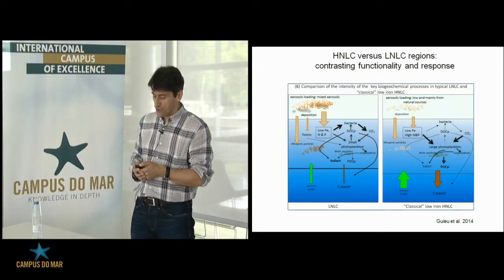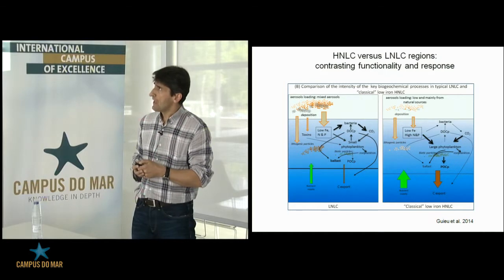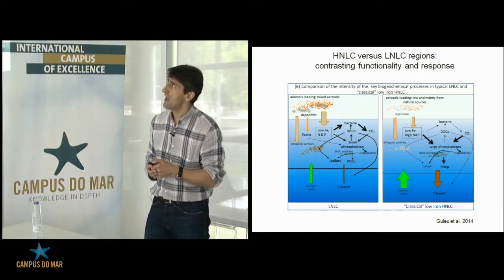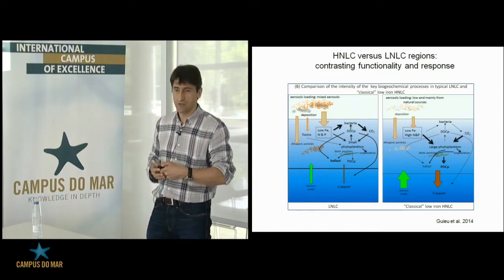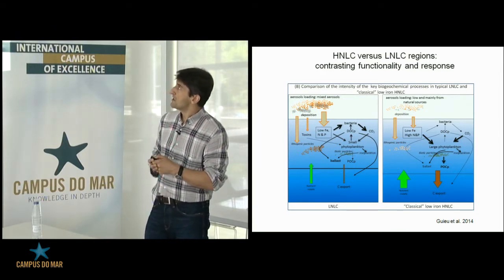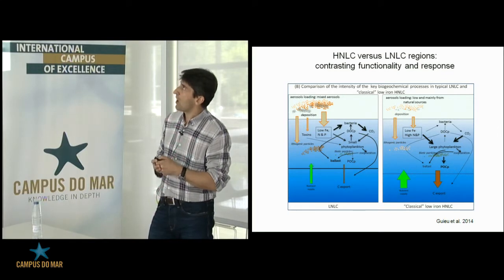This is a diagram prepared by Cécile Gueux, and what she wanted to illustrate here basically is that, particularly if you consider an enclosed basin such as the Mediterranean Sea, which is also surrounded by heavily populated areas, you have a mixture of aerosols coming in. There are natural aerosols combined with anthropogenic aerosols, whereas in remote systems such as most HNLC regions, you have a tendency to have aerosols that are dominated by natural sources.